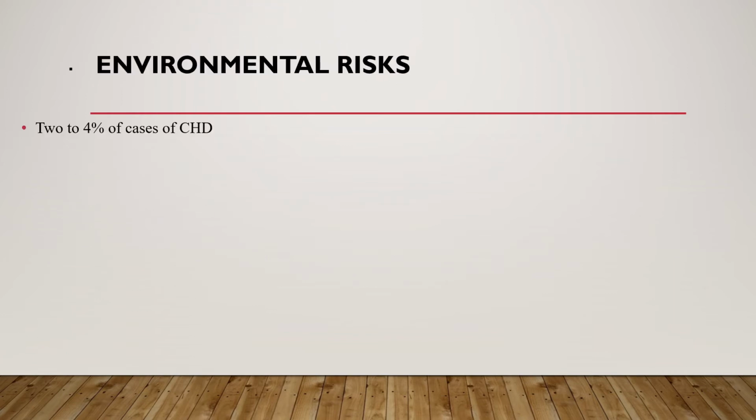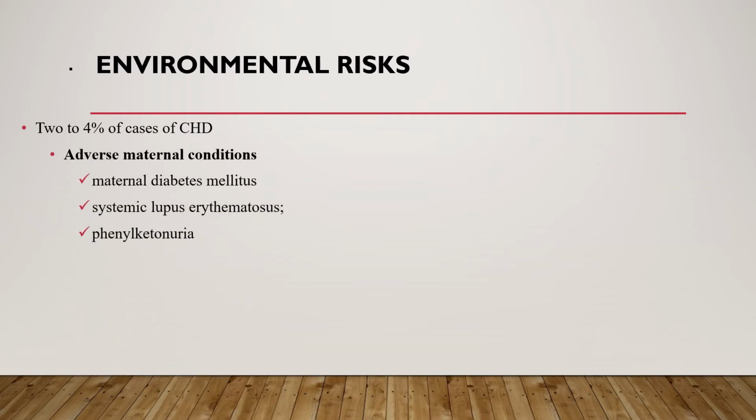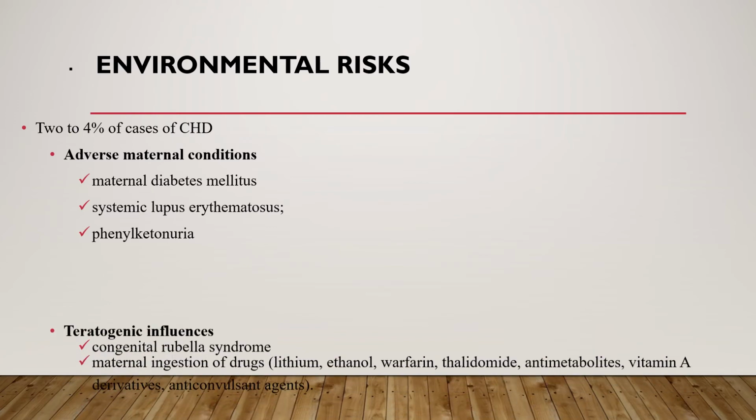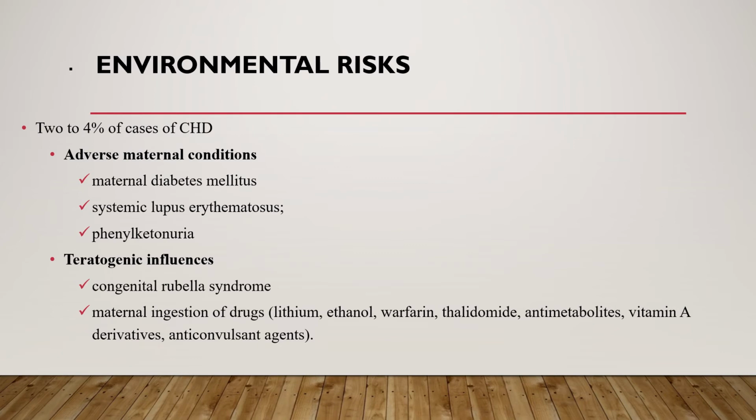To see certain environmental risk factors for congenital heart disease, 2 to 4% of congenital heart disease have certain environmental risks. They include, for example, adverse maternal conditions such as maternal diabetes mellitus, maternal SLE, phenylketonuria, and also teratogenic influences such as congenital rubella syndrome, maternal ingestion of drugs such as lithium, ethanol, warfarin, and the like.